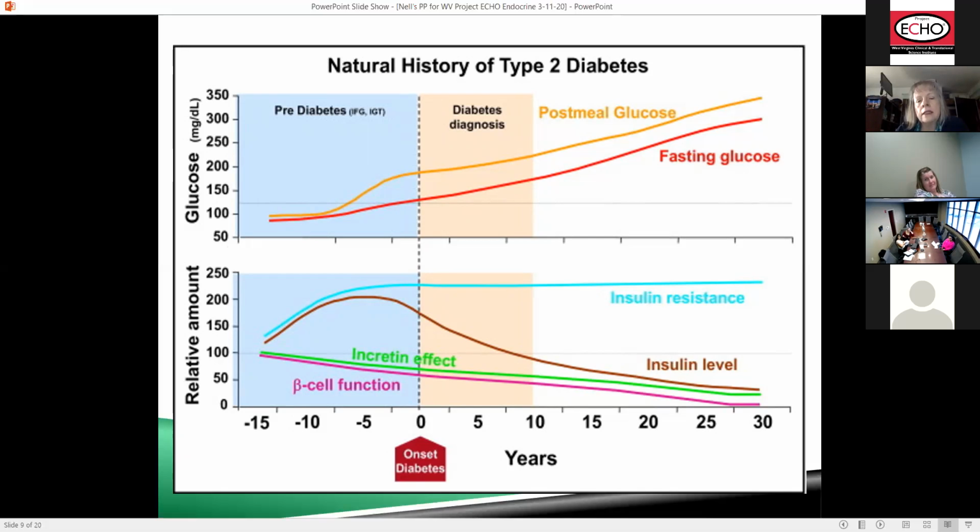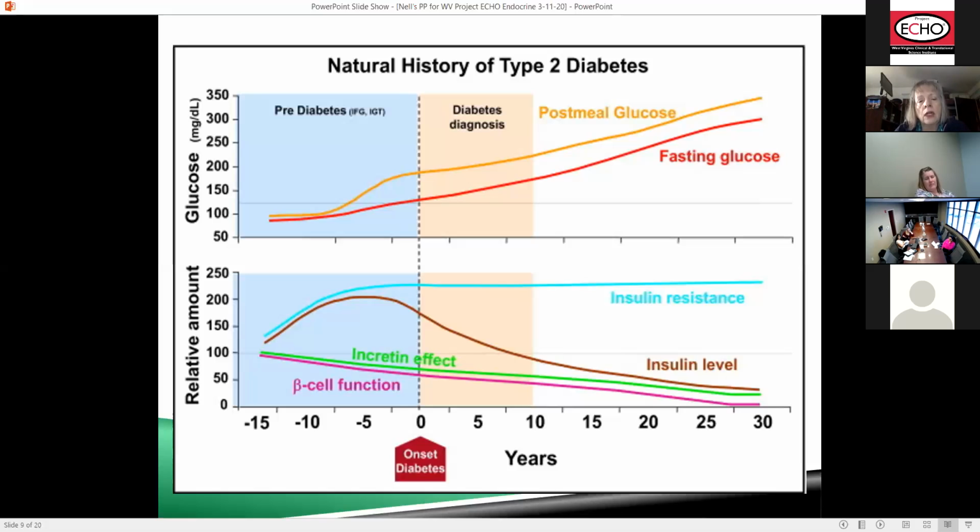Now look at the next line, the neon green line. It's the incretin effect, so that's the incretin hormones. The one we know most is GLP-1. It's just continuing from about 15 years pre-diagnosis. It's just going down. There's less and less being produced. And then notice also the beta cells. The beta cells that make the insulin are basically dying off.